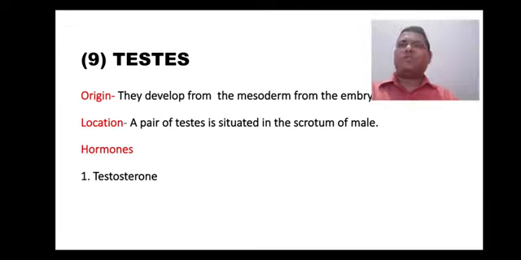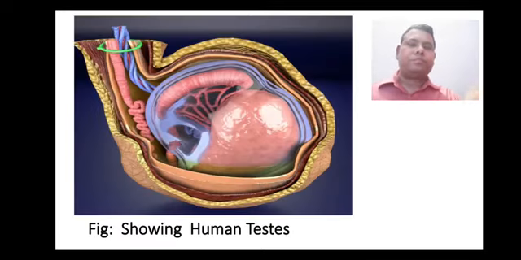Location: a pair of testes situated in the scrotum of the male. Hormones of the testes: testosterone. Testes secrete the various male sex hormones called androgens, and the principal androgen is testosterone. So you can see the diagram of the testes showing the human testes. This is the clear-cut structure of the testes.